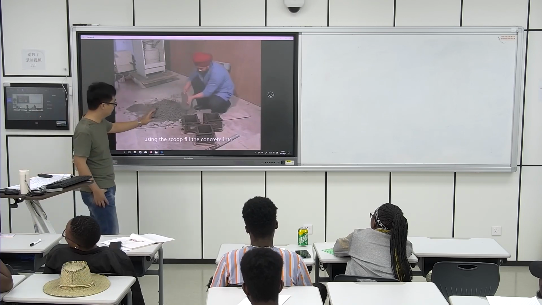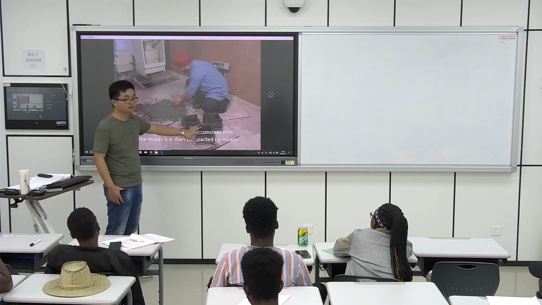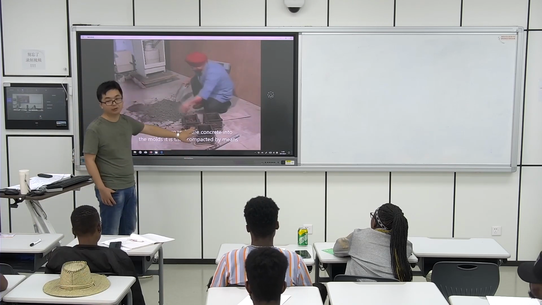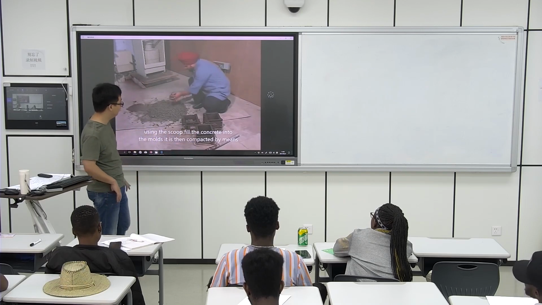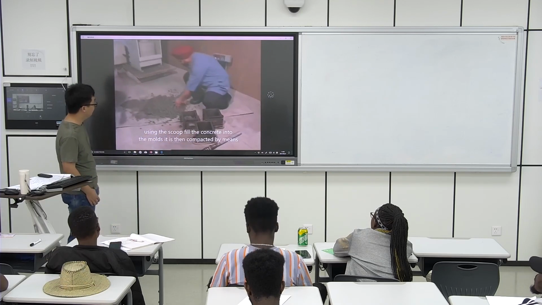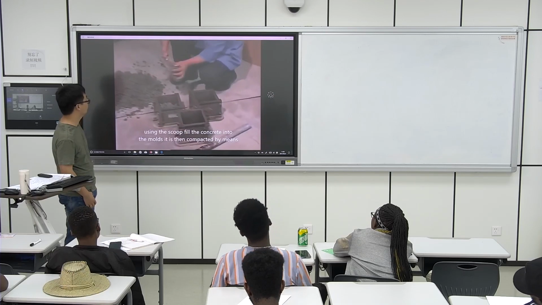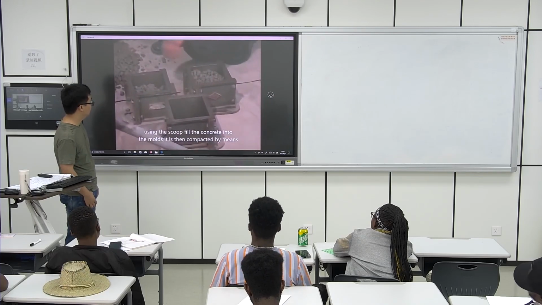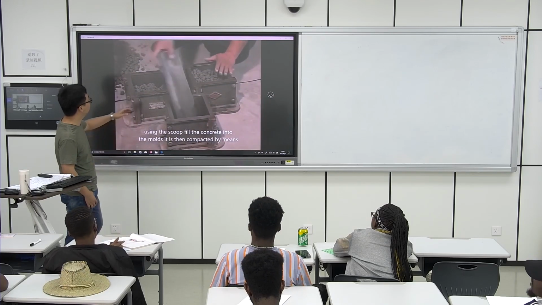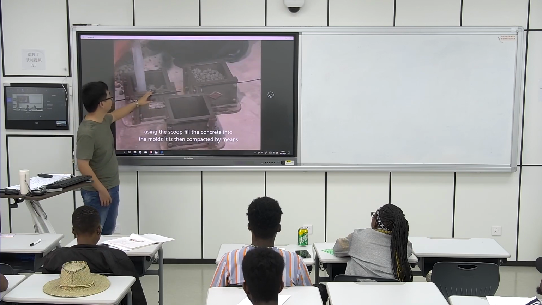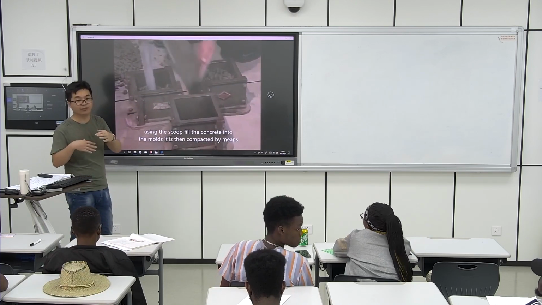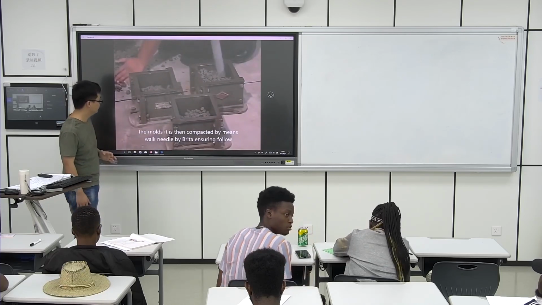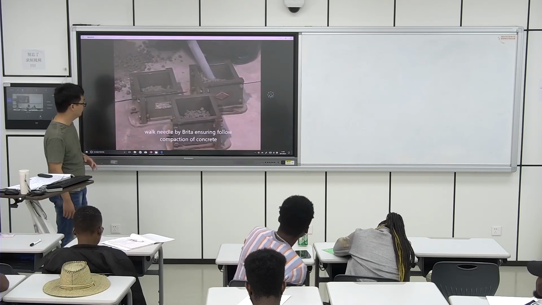Using the scoop, fill the concrete into the mold. This is the mold, standard cube mold of 150 millimeters. Use the vibration needle to make it uniform. It is then compacted by means of needle vibrator, ensuring thorough compaction of concrete.